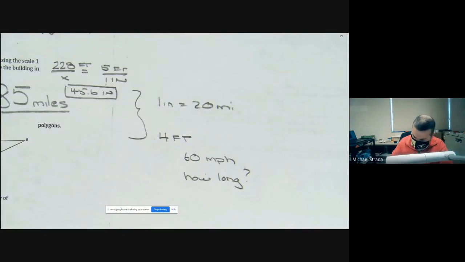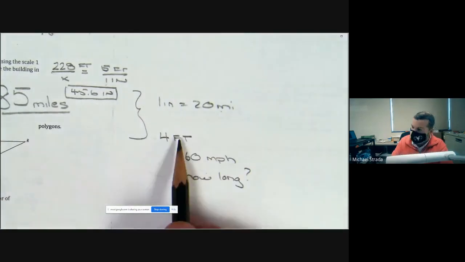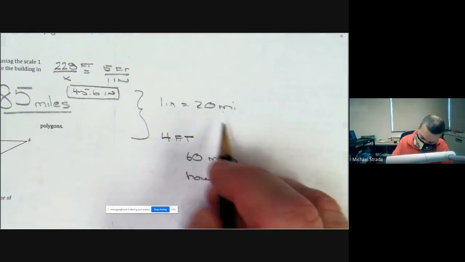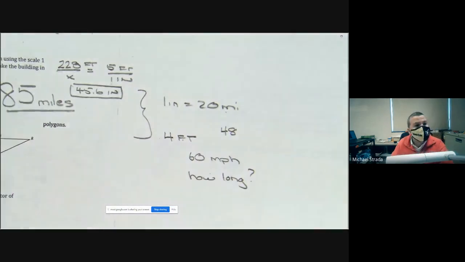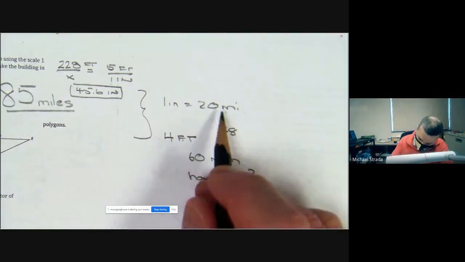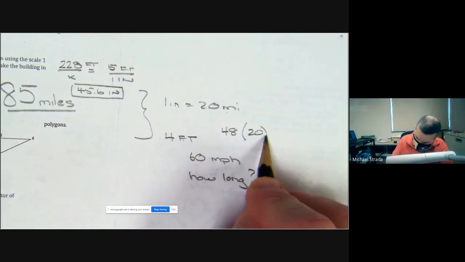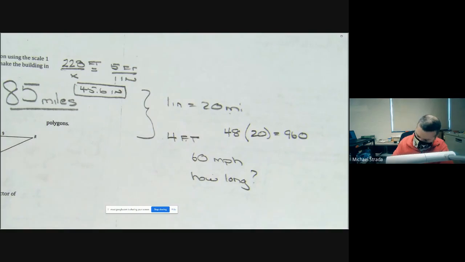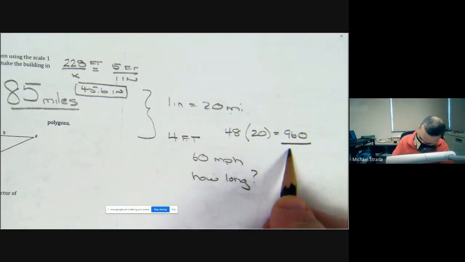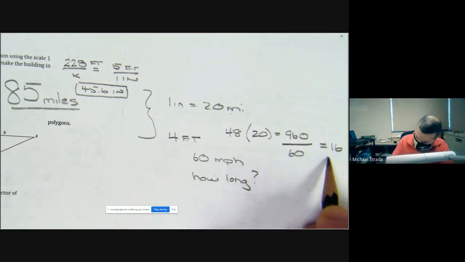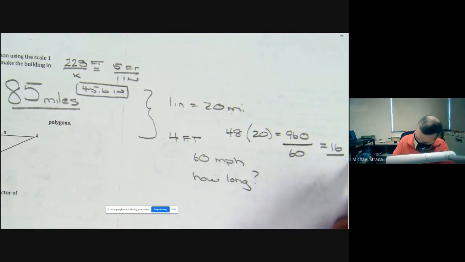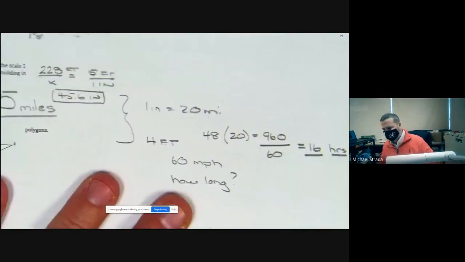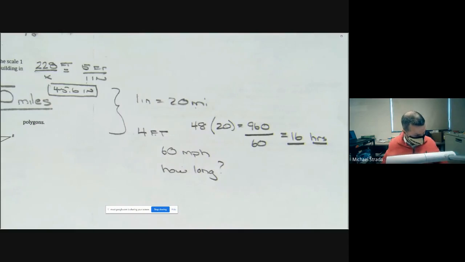So if 1 inch equals 20 miles, the 4 feet forces you to convert. That'd be 48, right? 20 miles, so 48 times 20 would be 960. So that means the total distance of the trip is 960. And then if they go 60 miles per hour, you divide by 60, and you get 16 hours. All right, so just so you're prepared and you see it, and again, we'll review that before the quiz.